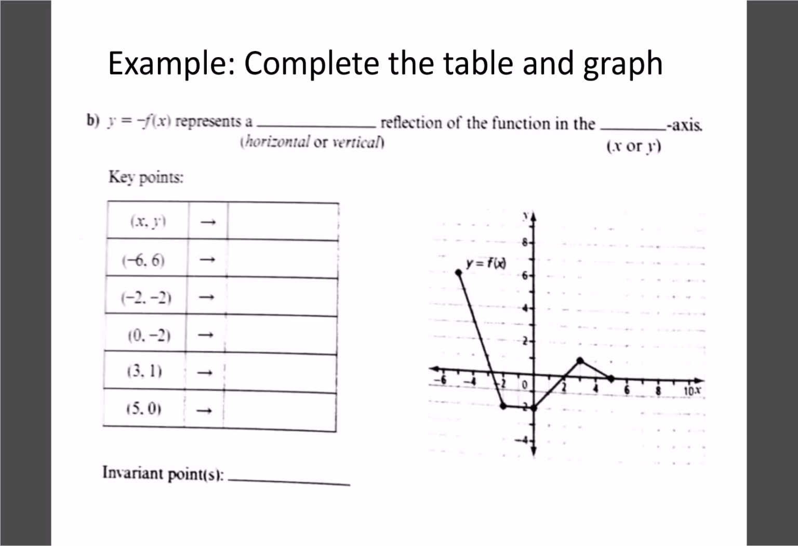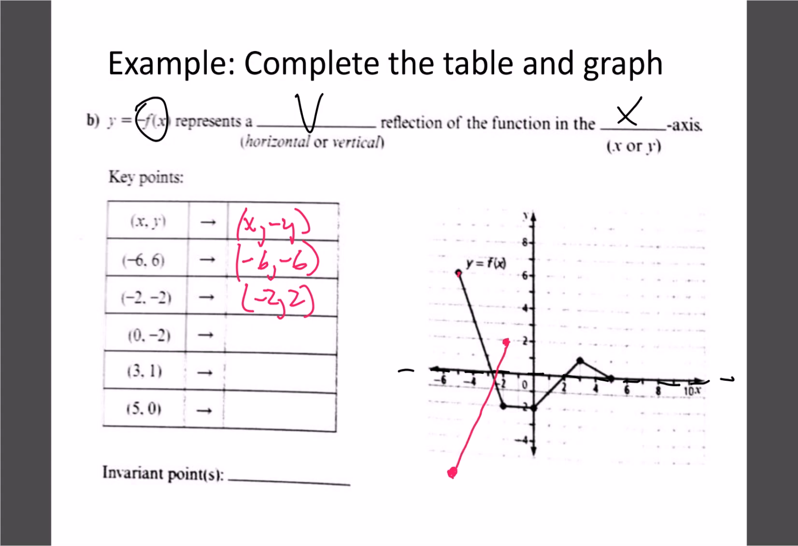So let's do the same thing again, but this time you can see we have a negative out front. So this one will be our vertical reflection, and this is going to go across the x-axis this time. So if we reflect it vertically, you can see now our y-coordinates will be the opposite. We have negative 6, negative 6 for the first one. So this one that's way up here is now going to go down here somewhere. Negative 2 would be negative 2, positive 2. So it's going to go upwards.